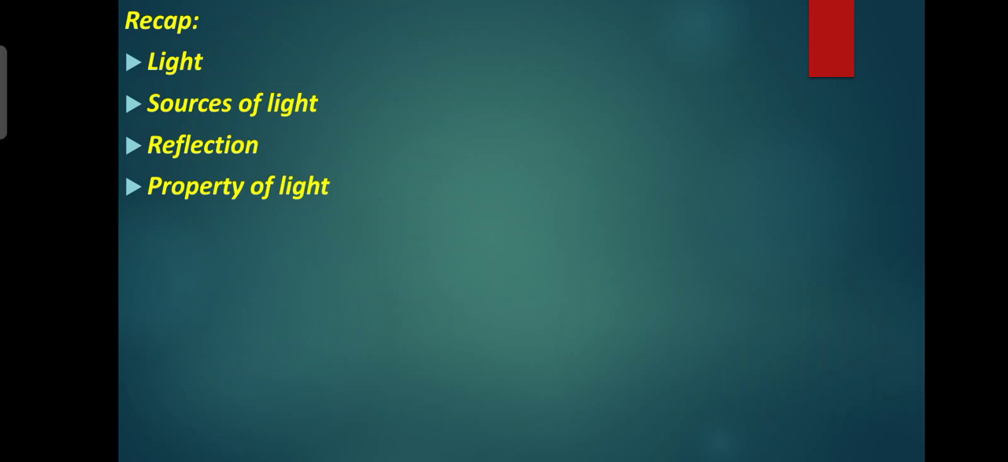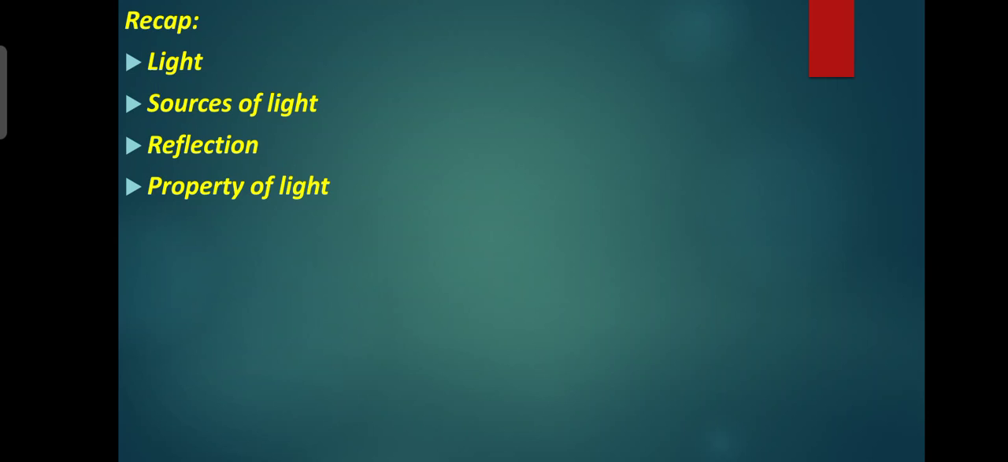Second one, sources of light. Objects which are able to emit light are known as light sources. Light rays can come from different sources. There are two types of sources of light: first, natural sources of light, and second, artificial sources of light.